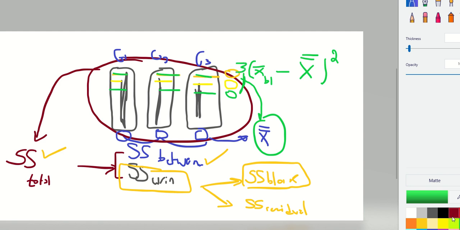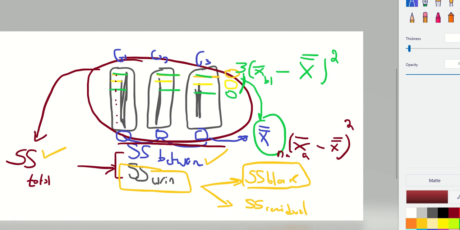And again, just to stress the idea that this is exactly what you did for the between. For the between, you took the average of group A minus the average of the averages. You squared that difference, and then you multiplied by the number of observations you had in group A. So it's going to be exactly the same way.